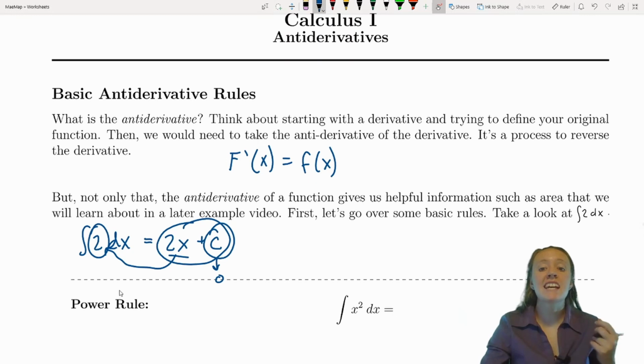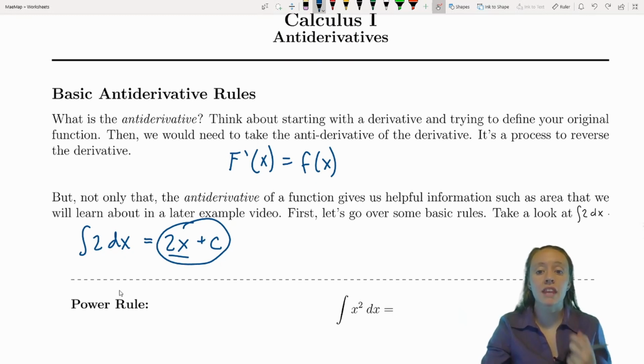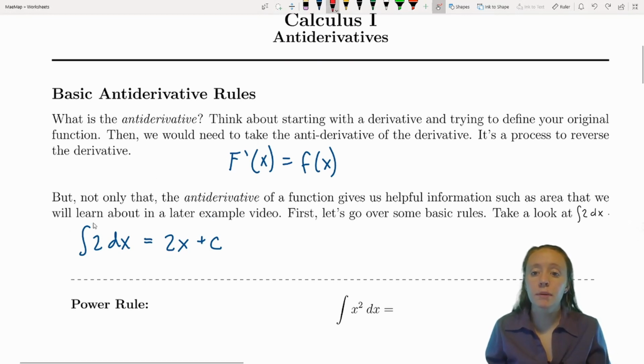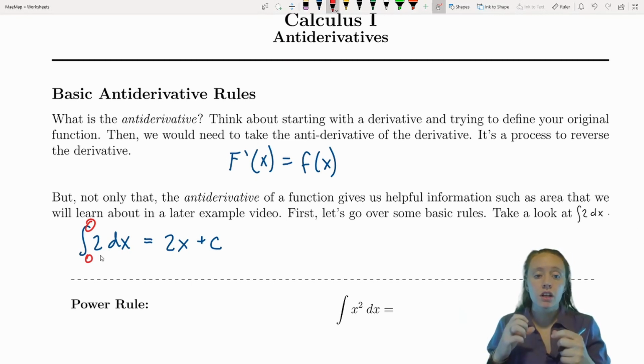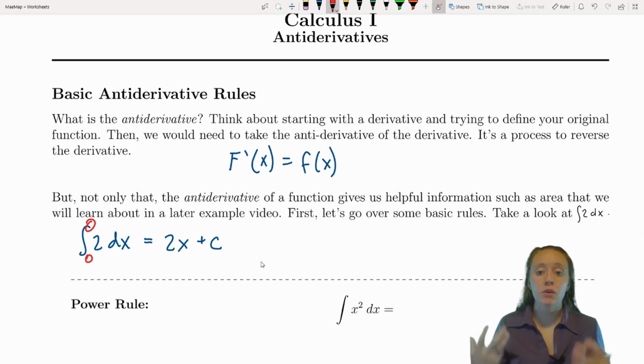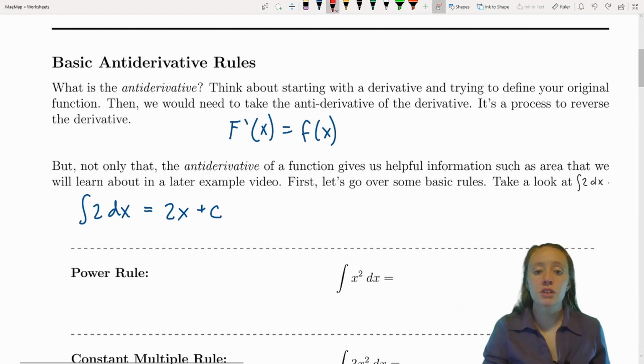That's why for these indefinite integrals, integrals without bounds, we need to have plus c. And again, later we'll learn about those bounds that will go where I just drew those red circles. They can represent either numbers or variables, and then we won't need to include the plus c, but for now we do. But let's jump into those rules.